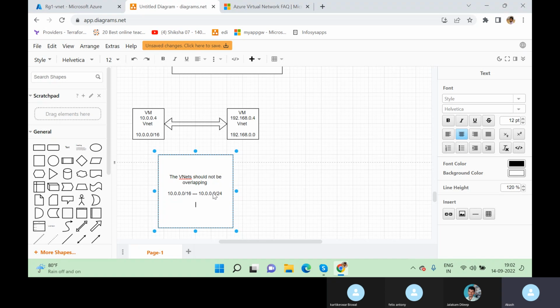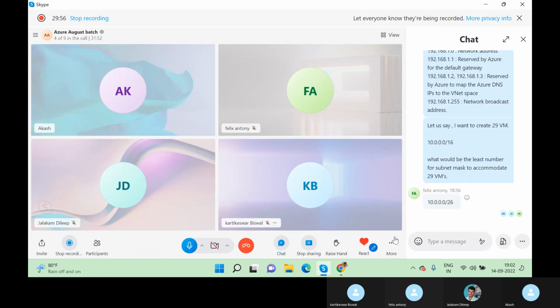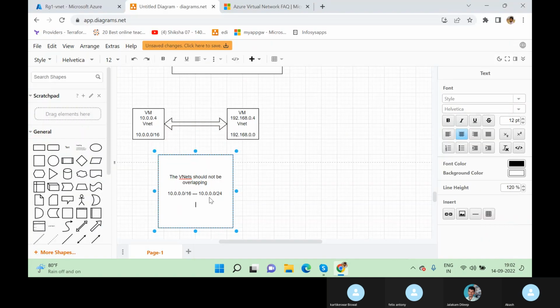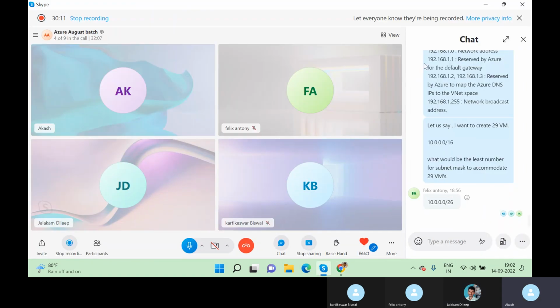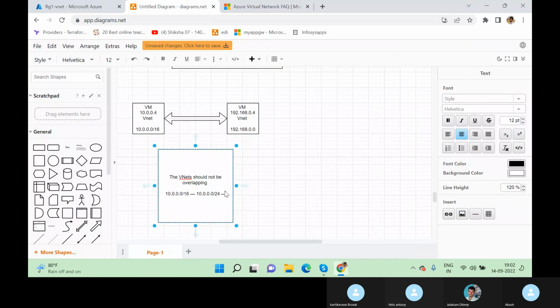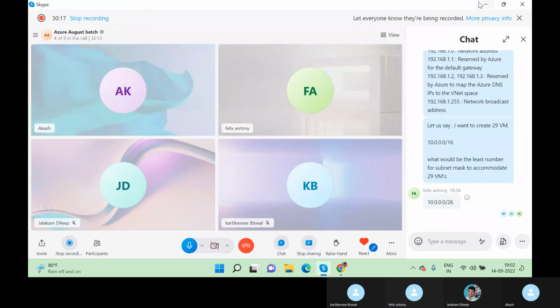Can you tell me whether they are overlapping or not? One by one you can tell. Dilip, are they overlapping or not? Overlapping, sir. Okay, Felix. Yes, they are overlapping, obviously. Okay, Karthik.